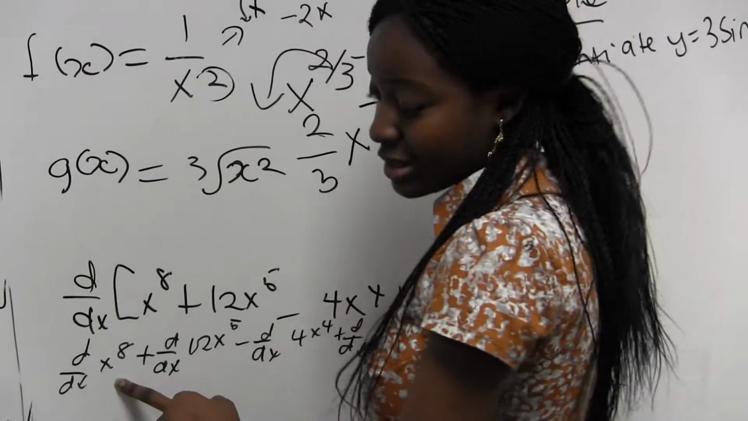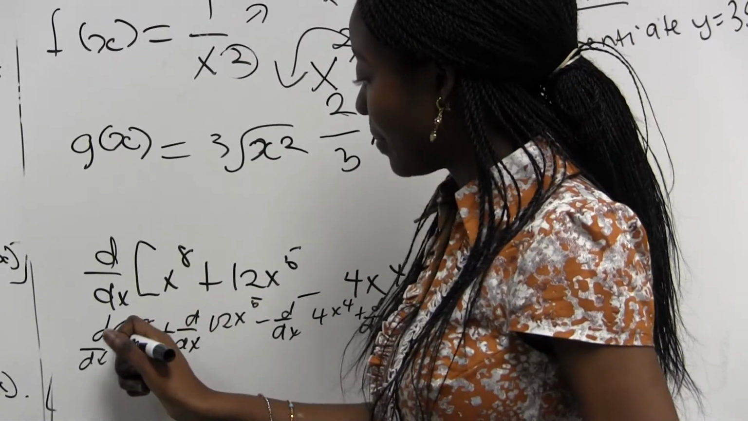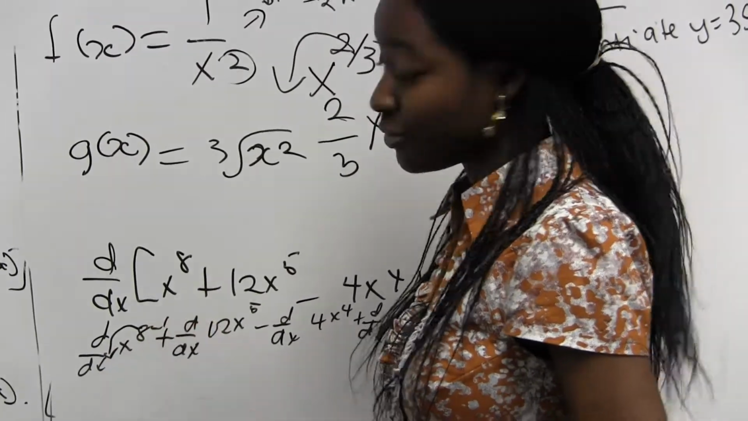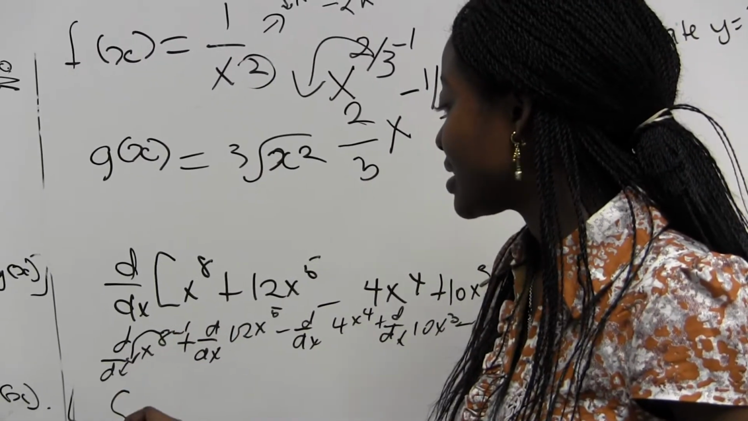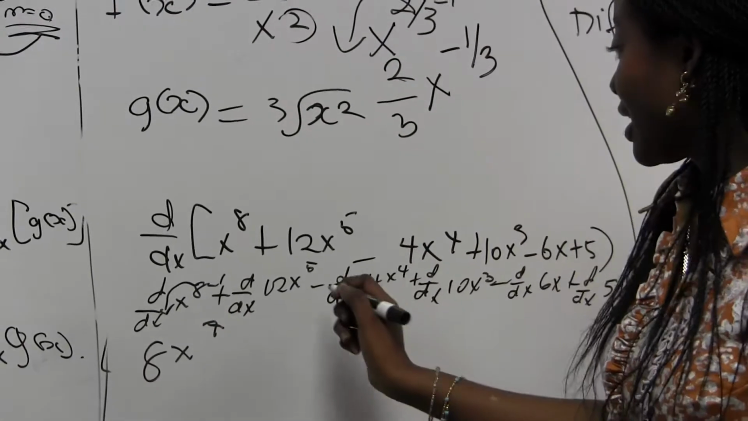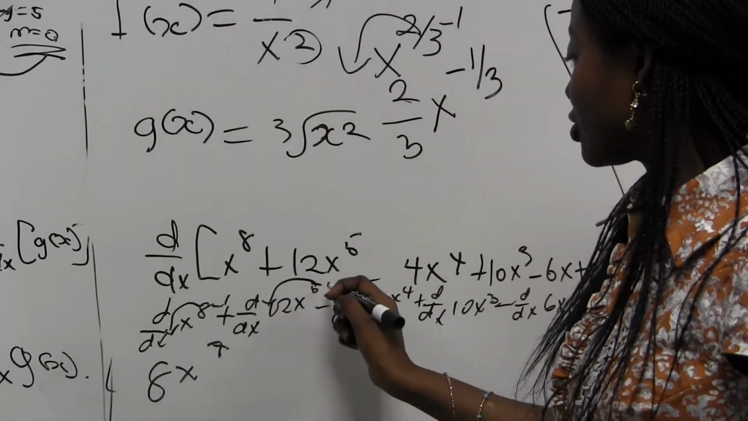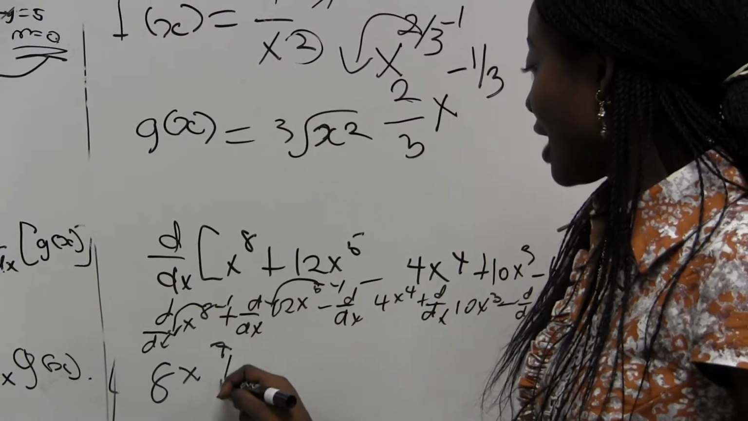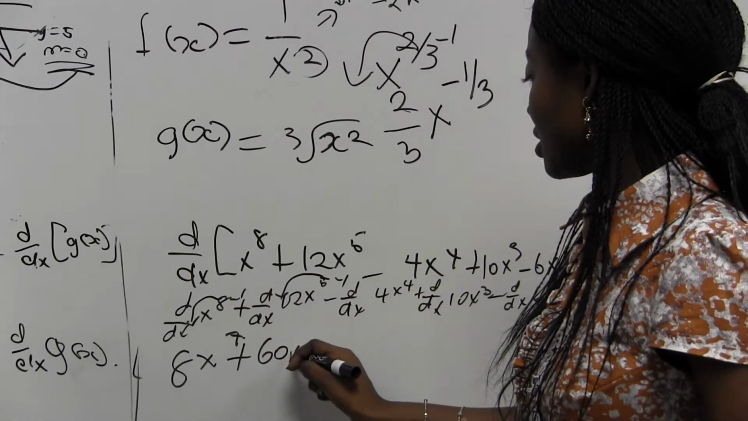Now, the derivative of x to the power of 8: I'm going to bring down my power and subtract from 1. So this automatically becomes 8x to the power of what? Of 7, right? Now I'm going to bring down my 5 and subtract from 1. So I'm going to have 60x to the power of 4.